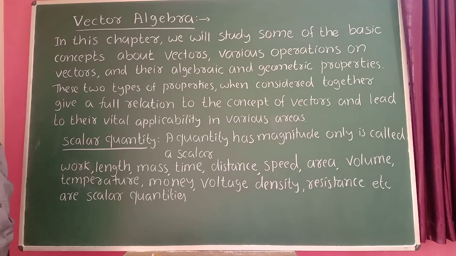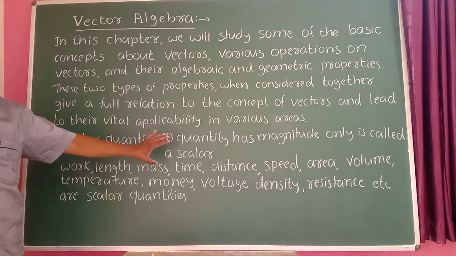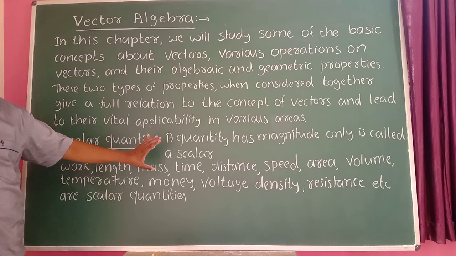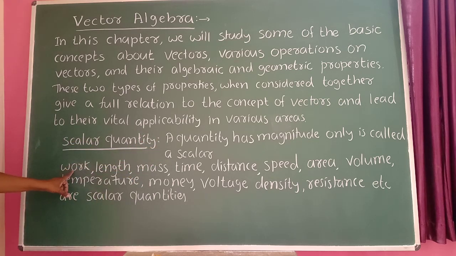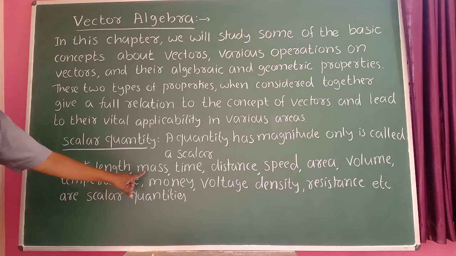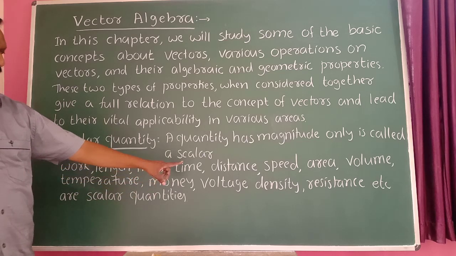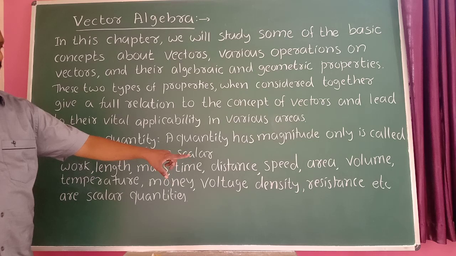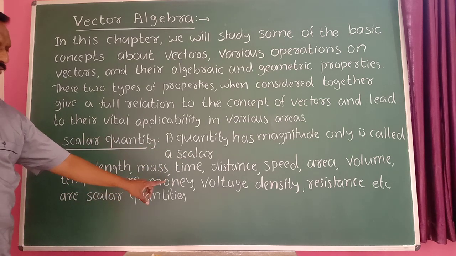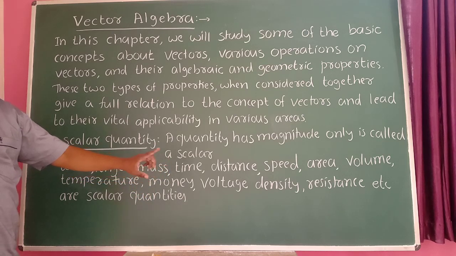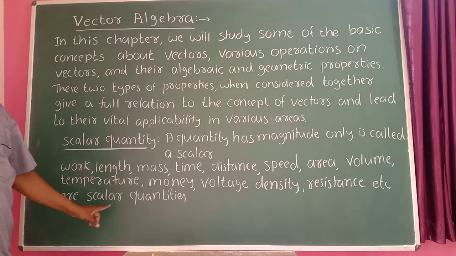So there are two quantities here in vectors. One is a scalar quantity, another is a vector quantity. A scalar quantity means a quantity that has only magnitude. A quantity which has only magnitude is called a scalar quantity. Work, length, mass, time, density, speed, area, volume, temperature, money, voltage, resistance, etc. These are all scalar quantities.